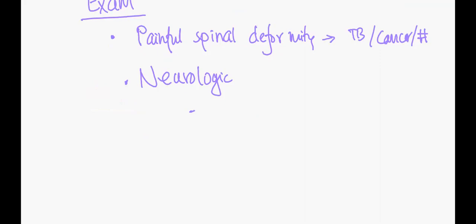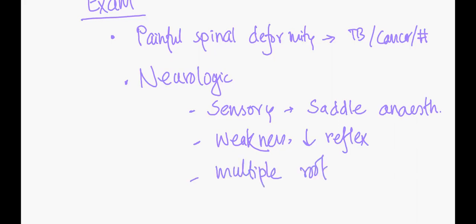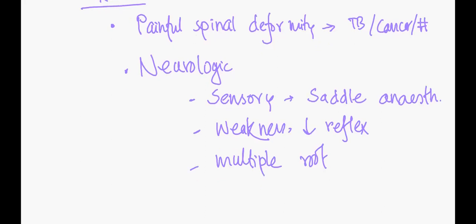Among the sensory features, if the patient has a saddle anesthesia, that might indicate the patient has developed a cauda equina syndrome. There can also be motor symptoms. So there can also be weakness. There can be decreased reflexes. And if the signs are present at multiple levels or multiple root levels, that might indicate a cauda equina syndrome. So those are the neurologic features that indicate a bad sign. Those are kind of like red flags.